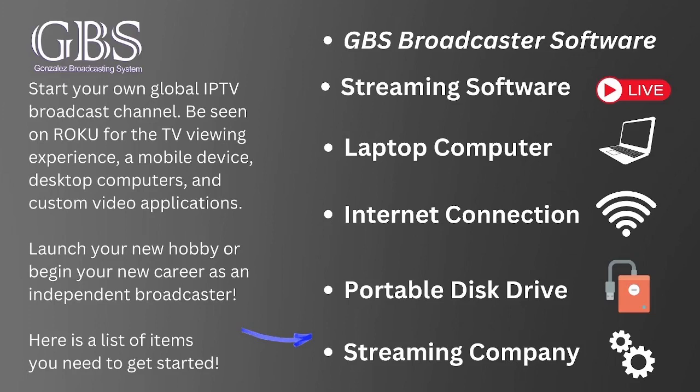The GBS Broadcast Software, some streaming hardware to actually take your signal, all the stuff that you're trying to get your viewers to watch around the world, and turn it into an internet signal that can be used to send to them. Then you'll need a laptop computer or a desktop computer. Then you'll need an internet connection. And a portable disk drive is always good.